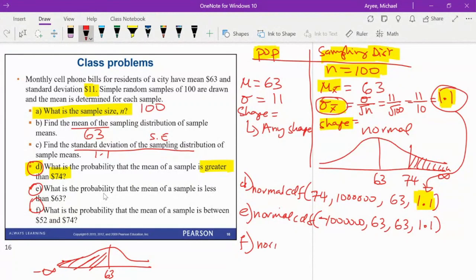F. Normal CDF. Can I get a volunteer for F? Okay, Sydney, let's go. Normal CDF, and then 52, comma, 74, comma, 63, and then 1.1. Very good. And then that's it.